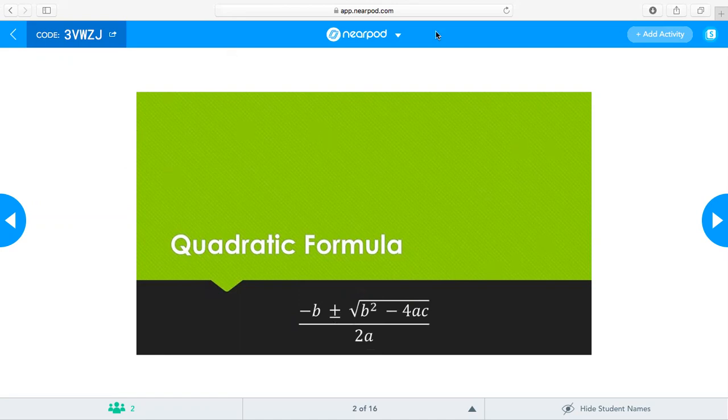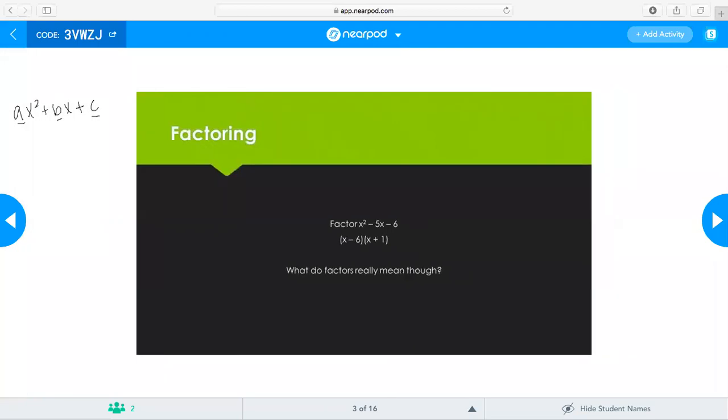Hopefully, everyone's mind is kind of going to ax squared plus bx plus c. So this is where the A, B, and C come from when regarding this quadratic formula. But the question is, what is the quadratic formula, and why do we need it? Let's get some background information first, okay?